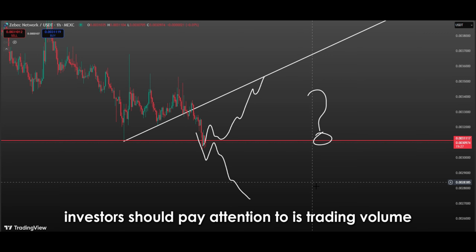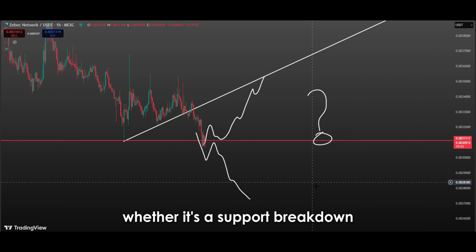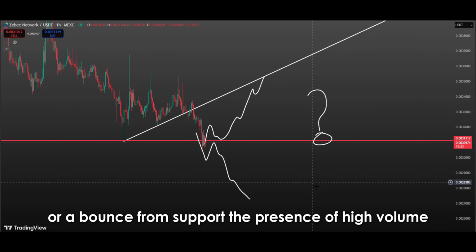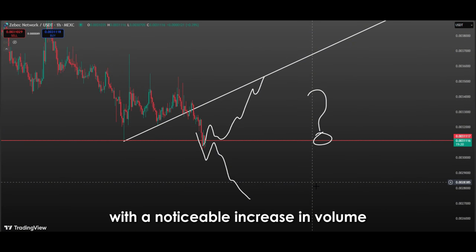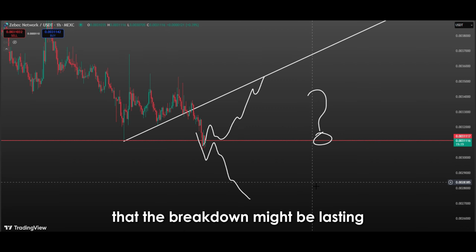Another key element investors should pay attention to is trading volume. Whether it's a support breakdown or a bounce from support, the presence of high volume provides much stronger signals. If the price breaks the support with a noticeable increase in volume, it is a strong indication that the breakdown might be lasting.